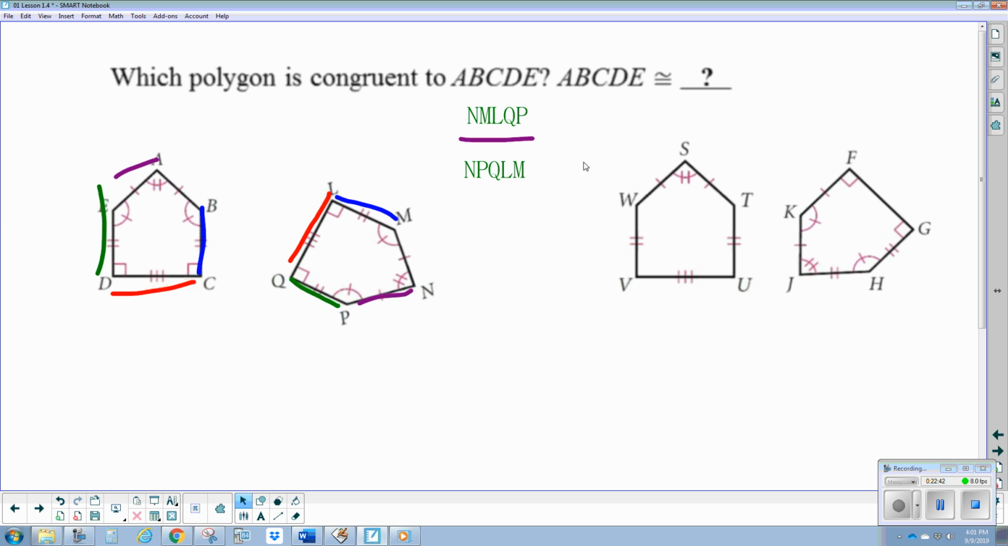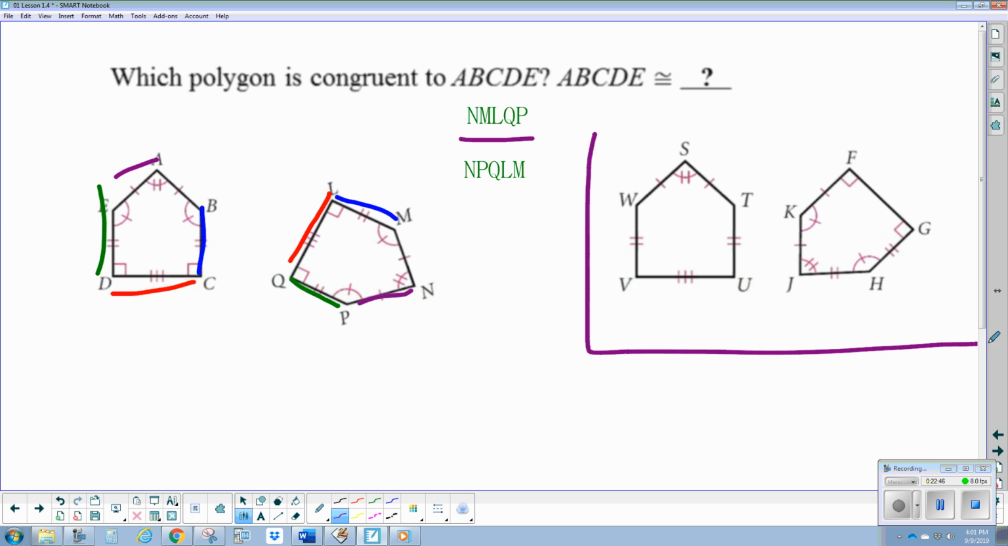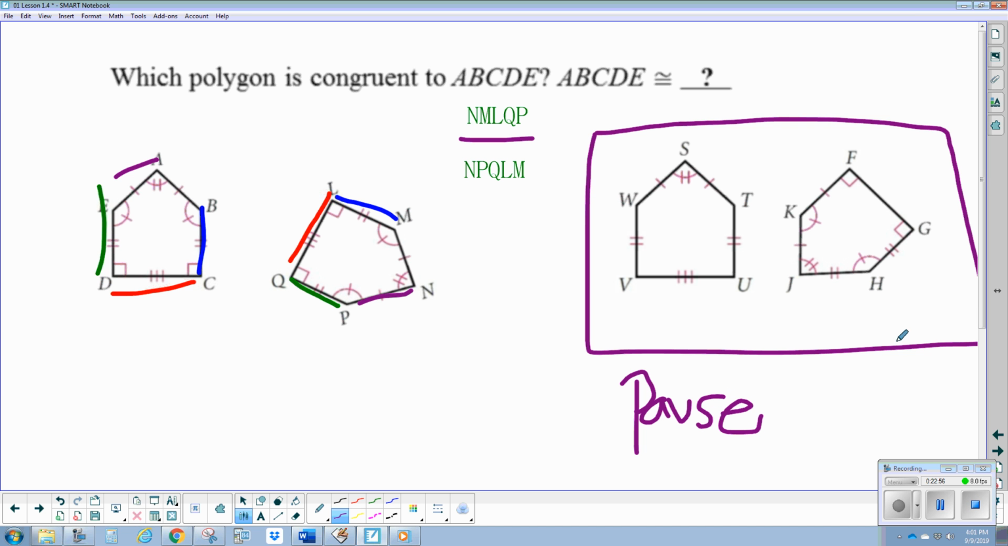Let's look at this next polygon right here, these 2 polygons. Let's determine whether or not they're congruent. I'm going to let you pause the video while you work, and then you can unpause for the solution.